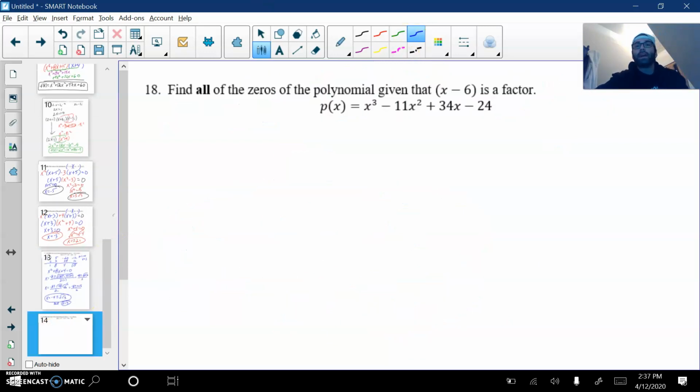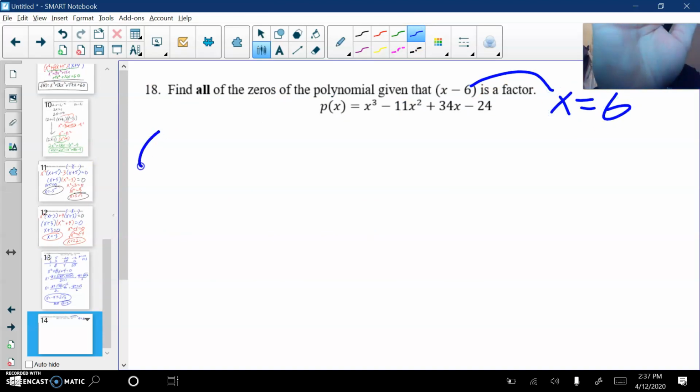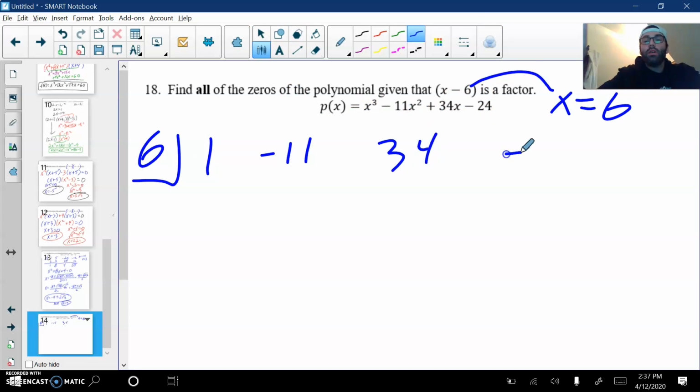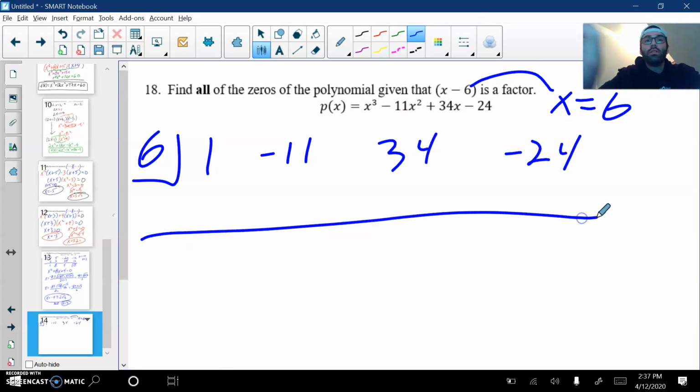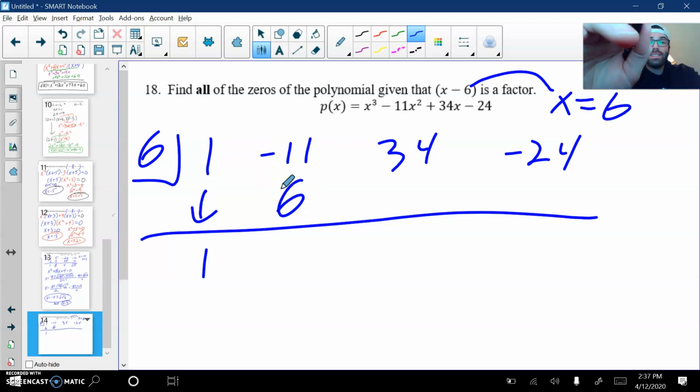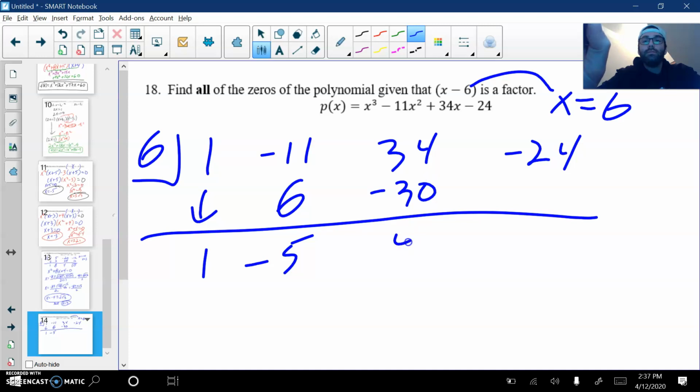All right, x minus 6 is a factor. That tells me that x equals 6. So I put 6 in my box. Coefficients from our polynomial: 1, negative 11, 34, negative 24. 1 comes straight down. I do 1 times 6 to get 6. When I go down, I add. Negative 11 plus 6 gives me negative 5. Negative 5 times 6 is negative 30, to get 4. 4 times 6 is 24, which gives 0.